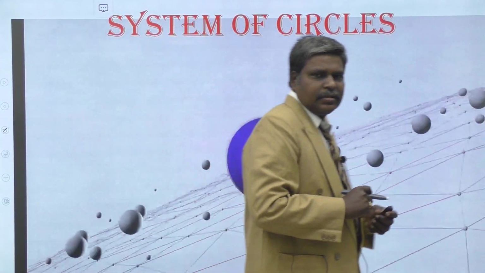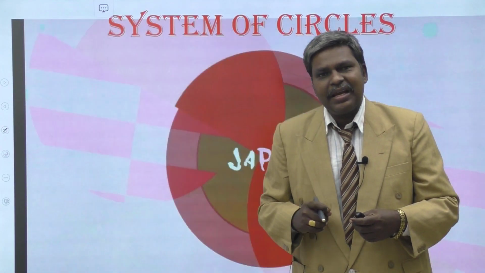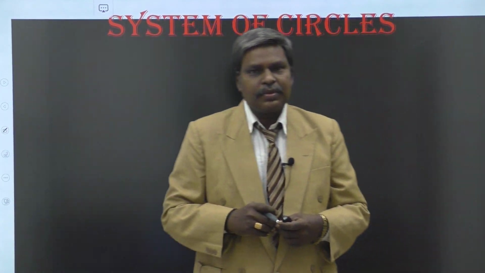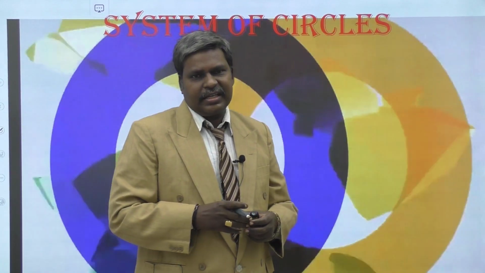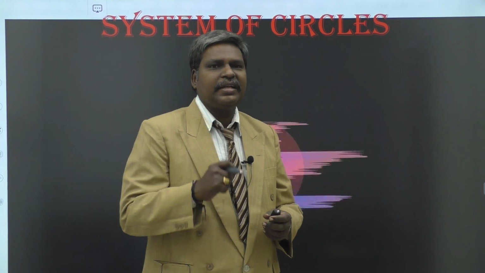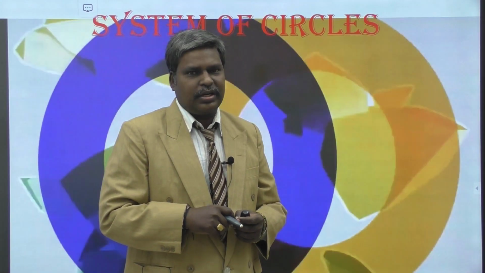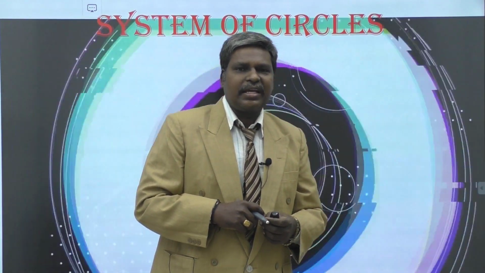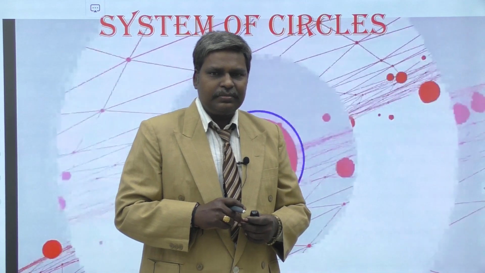Hello students, in the previous class we have discussed the angle between the two circles. What is angle between two circles? If two circles intersect each other, then angle between the tangents at their point of intersection is nothing but angle between the two circles.